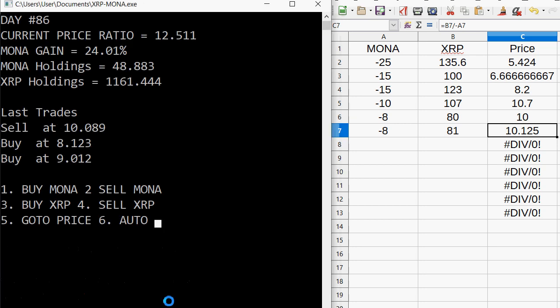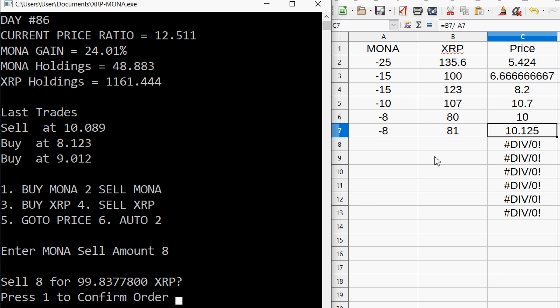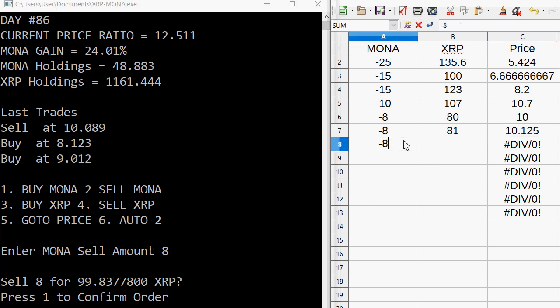And then wait for the next one. Then Mona gains 24%. We got 48. Let's maybe do another 8 spot. It's a good percentage gain. I was thinking about splitting up into 2 much smaller ones, but I'd like to see a better gain than maybe 30% to do that.